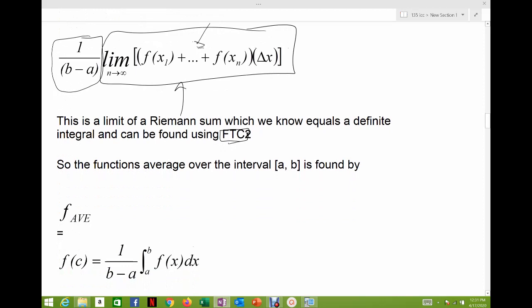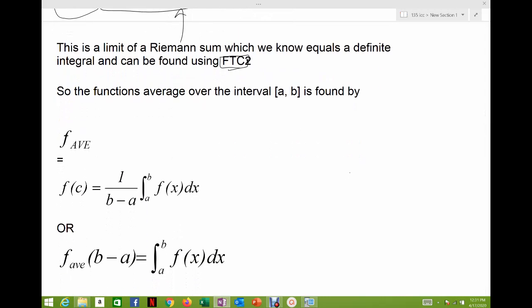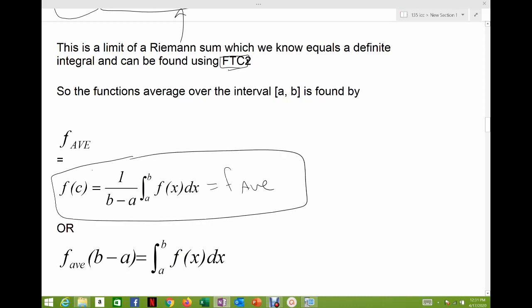So the average value of my function equals some function value at c. All right, so this is the average value. So again, somehow mine got shifted. So that's the average value of my function. All right, which again is 1 over b minus a times the definite integral.